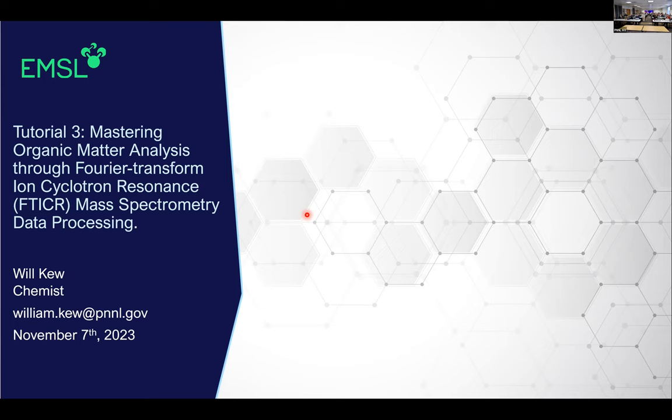And there's a lot of nuance in FTICR data processing. It's not always as objective as some other things. Like a pH measurement is objective, but this sort of stuff can be a little bit more subjective. So it's a little trickier to give hard and fast rules about things.